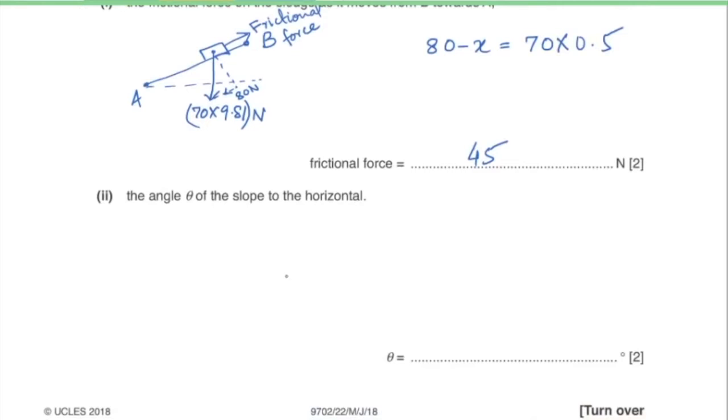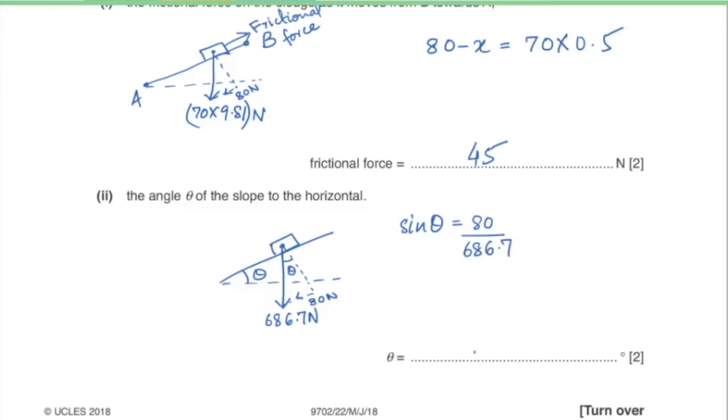Part 2, the angle theta of the slope to the horizontal. So angle theta is going to be this one, and we know this is the sledge. This is acting vertically downwards. So this is 70 into 9.81, which is 686.7 newtons. And the component which acts down the slope is 80 newtons. And you must remember that this theta equals theta over here. So to calculate this theta, we have the formula sine theta equals the opposite side, 80 newtons, over the hypotenuse, 686.7. So this way we get theta of 6.7 degrees.